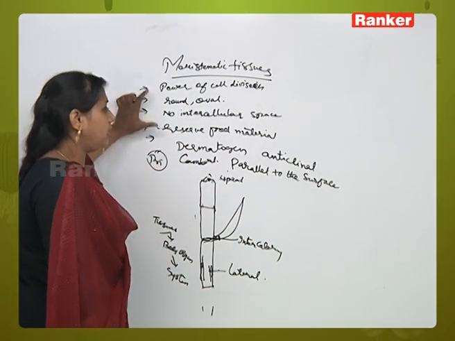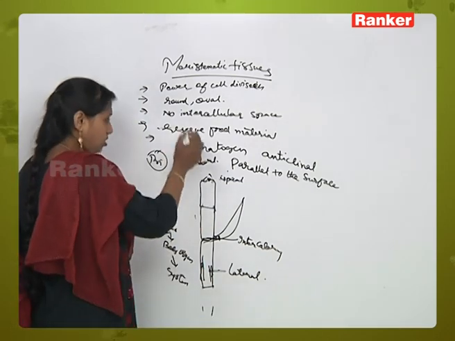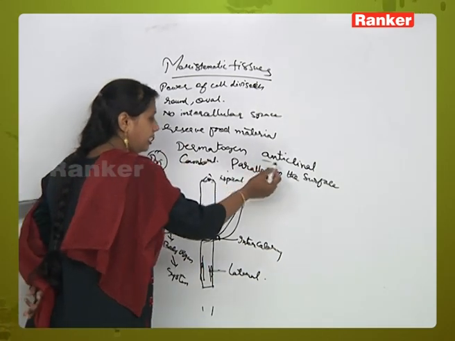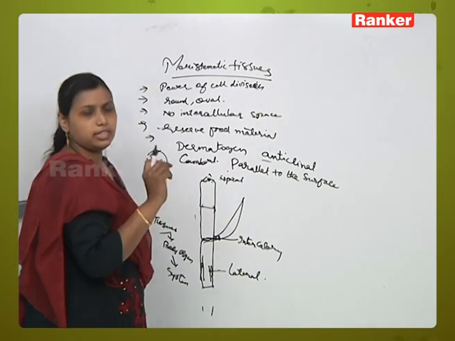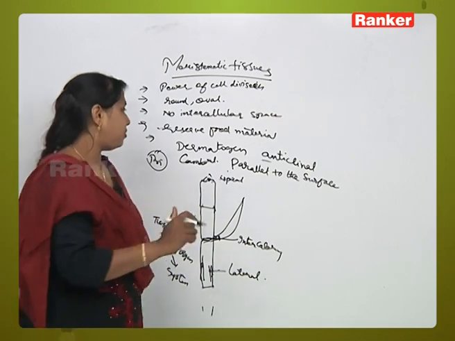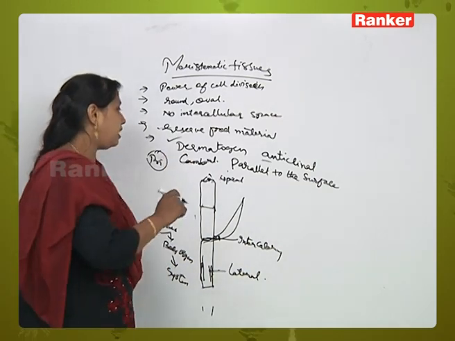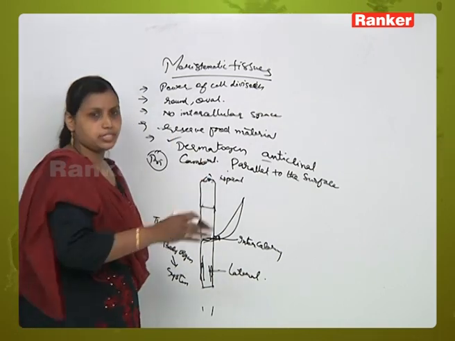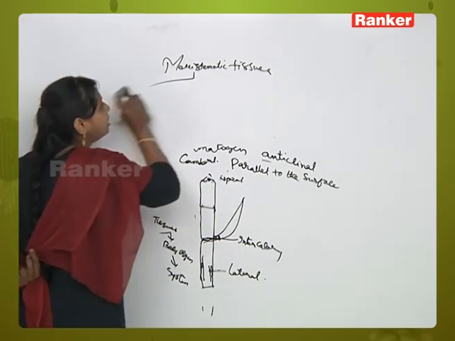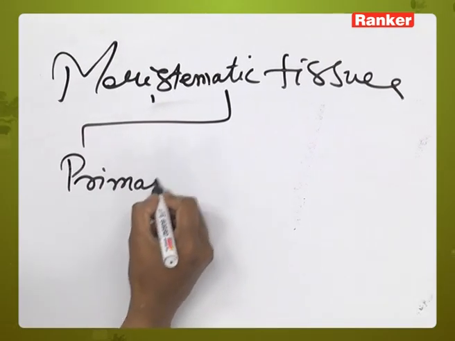So, depending upon the positions, meristematic tissues have divisions like anticlinal and periclinal division. Meristematic tissue shows anticlinal division in the cells where the dermatogen layer is developed, and cambial cells will show division of the cells parallel to the surface. As we said, meristematic tissue is of two types. First we will be studying the primary meristems.